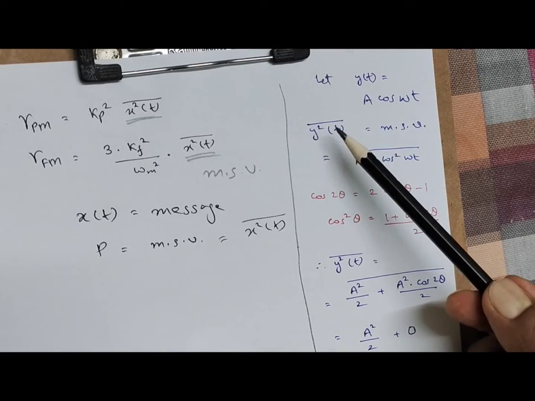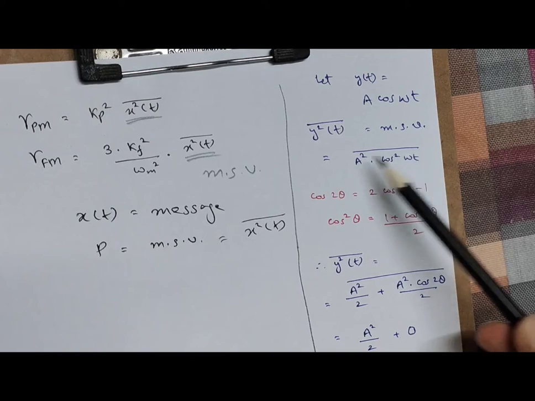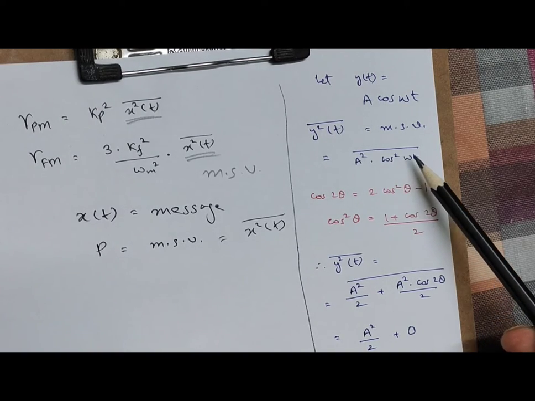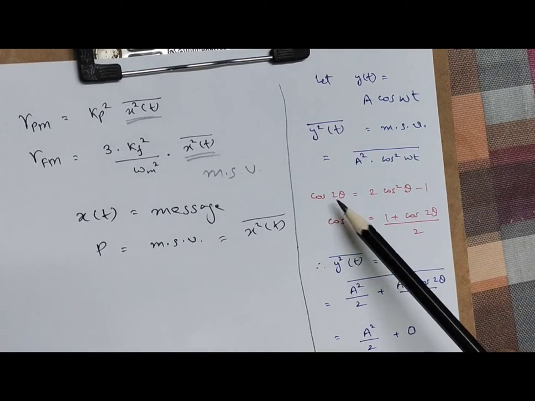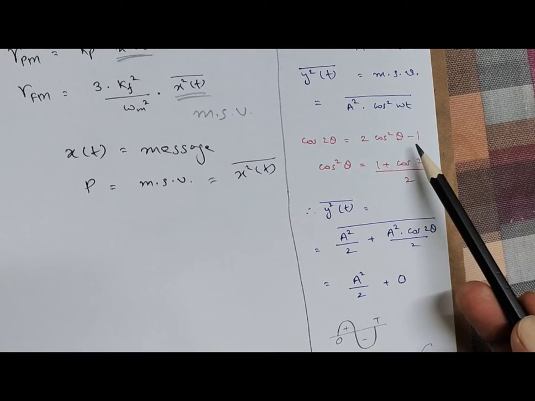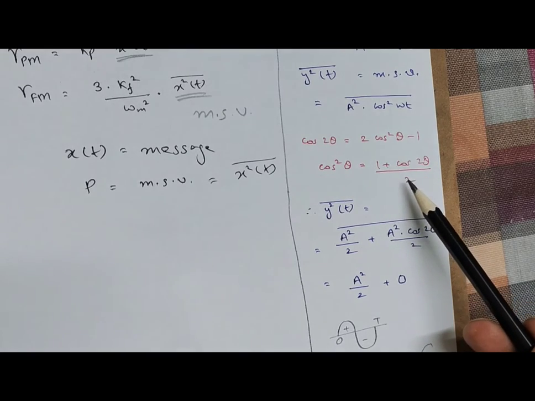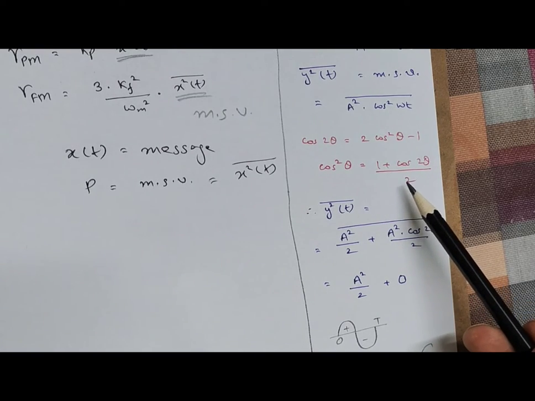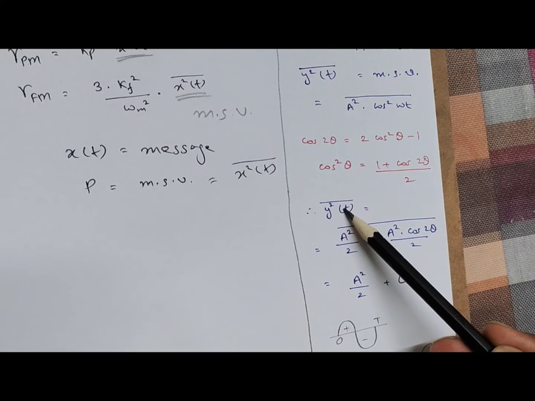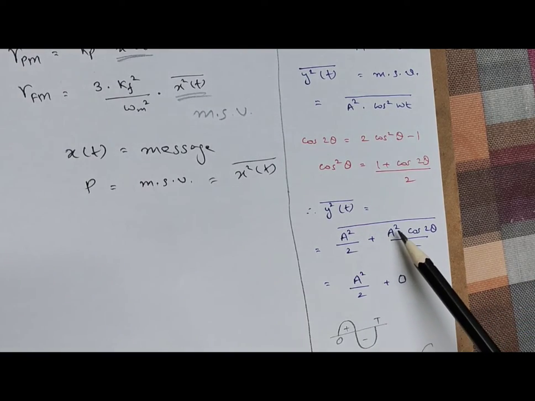That is equal to y square t bar, which is given by A square into cos square omega t bar. Let's say cos square theta. What is cos 2 theta? Cos 2 theta is equal to 2 cos square theta minus 1. As a result we get cos square theta is equal to (1 plus cos 2 theta) by 2. This value we have to put here.